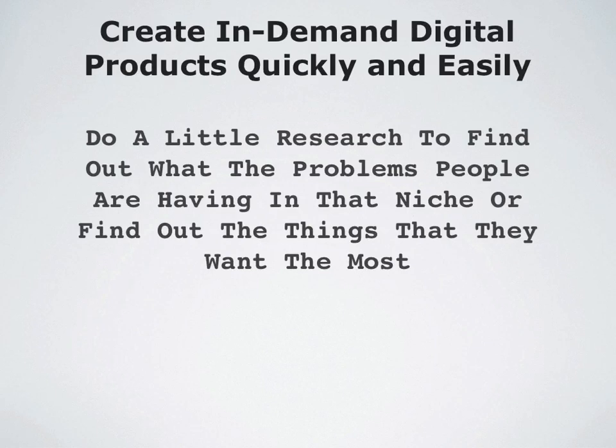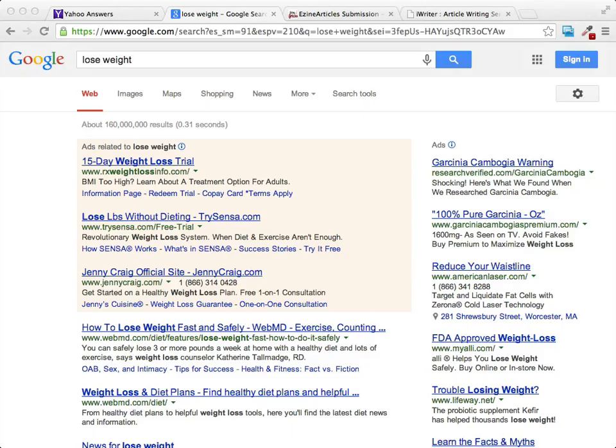And once you've found the niche that you want to be in, you want to do a little bit of research to find out what problems people are having in that niche, or find out the things that they want the most. Okay, so I was going to go into the lose weight niche. I want to lose a little bit of weight, and I'd like to find out more about this niche, and I'd also like to create a little report in this niche.